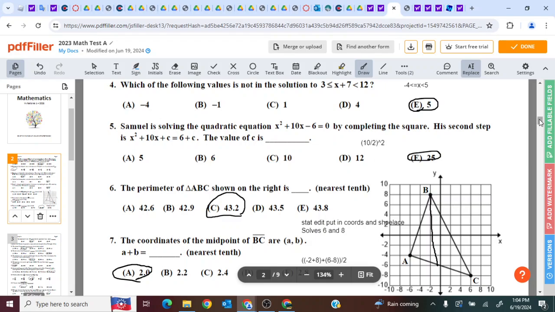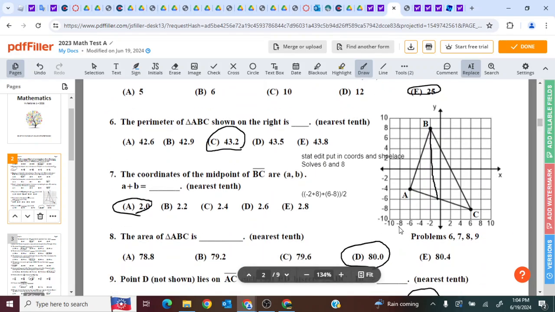Number 6 and number 8, we'll talk about them together because they are both solved using the same way. We'll put all the coordinates into stat edit, so all the x values into L1, so -6, -2, and 6. Then all the y values into L2, so -4, 8, and -8. Then once you have that, go to your shoelace program. It's in Polygon, 3 sides, and then shoelace. And it will get you both the perimeter of 43.2 and the area of 80.0.